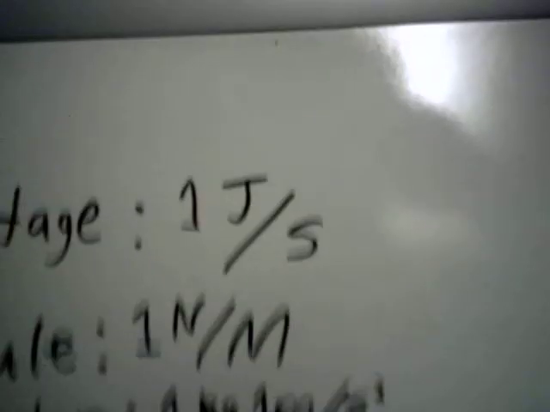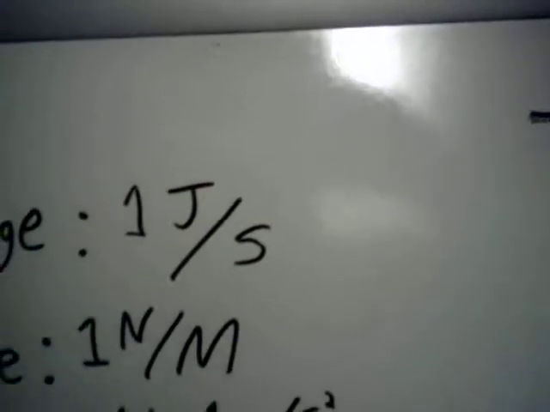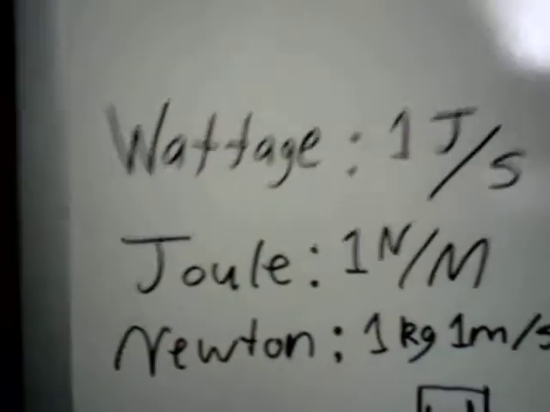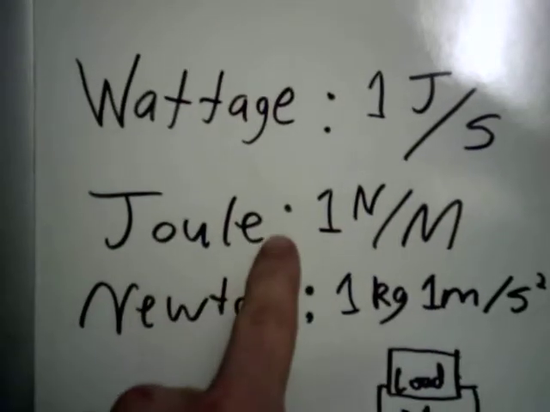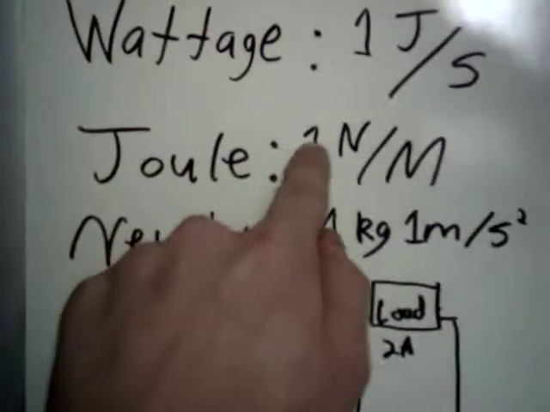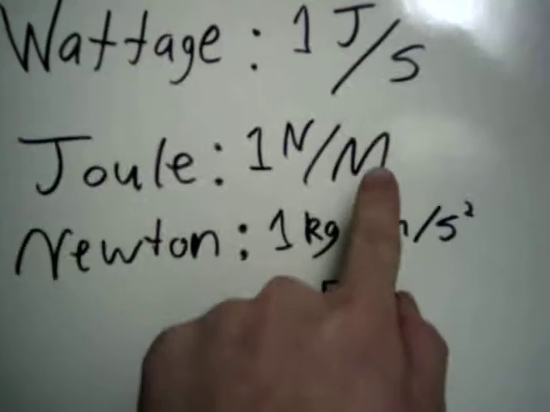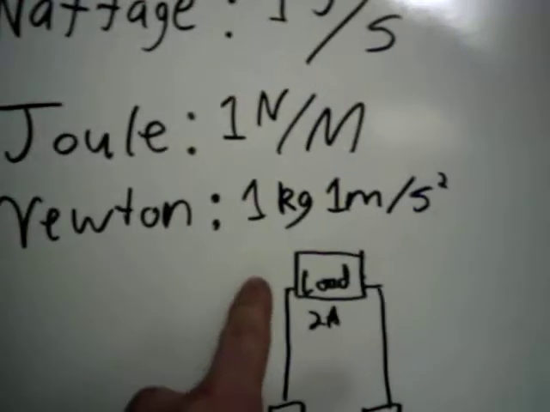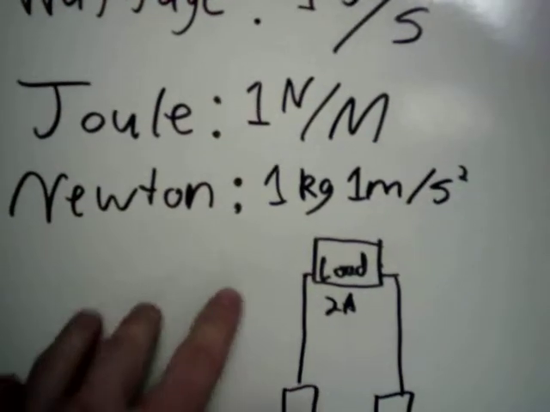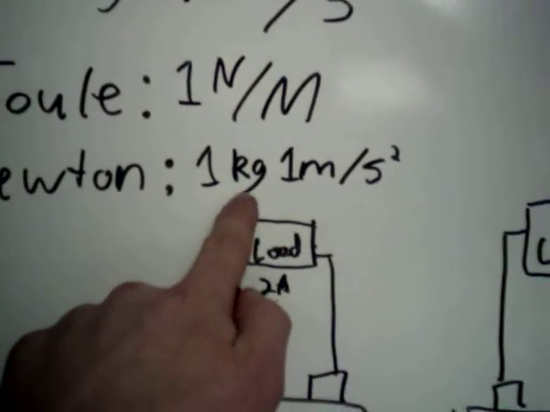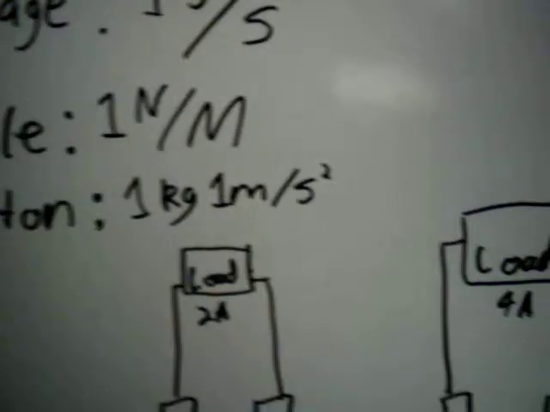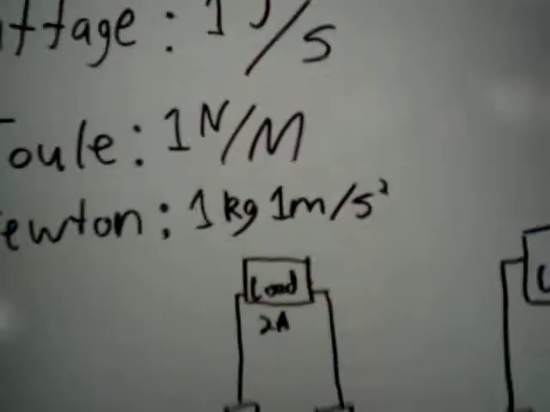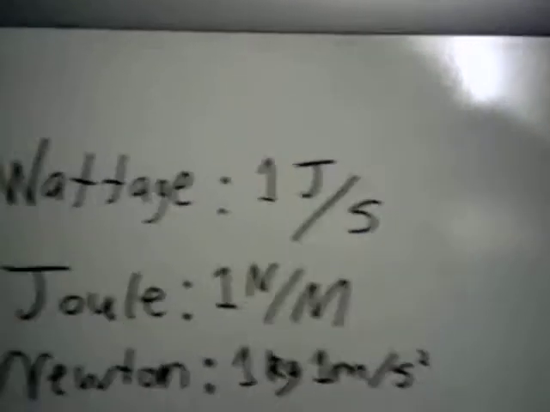You heard me say joule earlier when I was explaining voltage, and I said I'd explain it later, and now's the time. 1 joule is equivalent to exerting a force of 1 Newton over 1 meter, and 1 Newton is equal to the force it takes to accelerate 1 kilogram at 1 meter per second squared. So yeah, that's the watt.